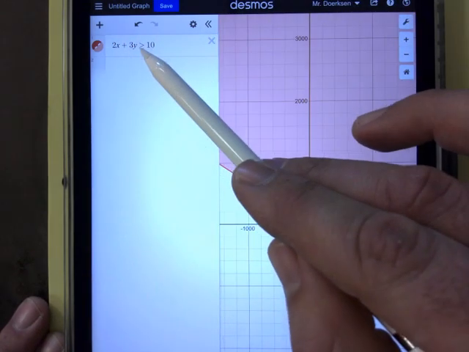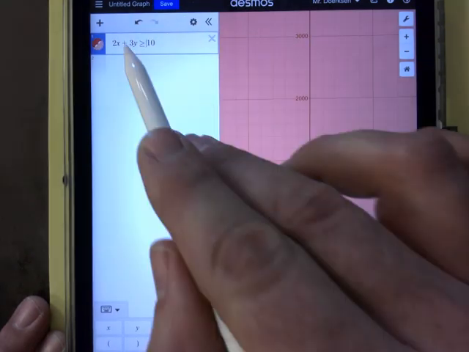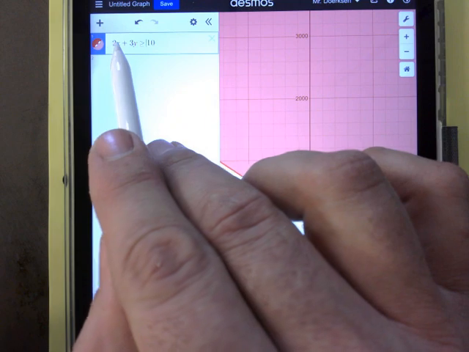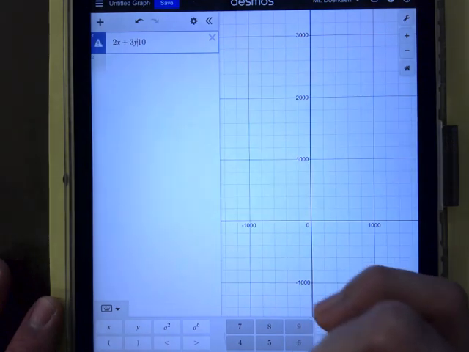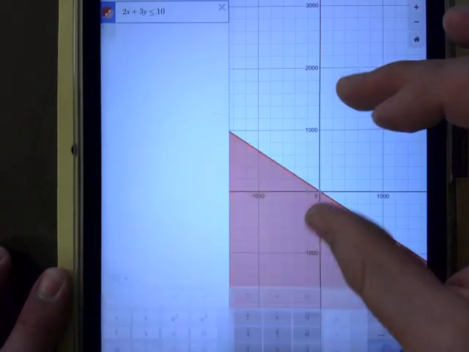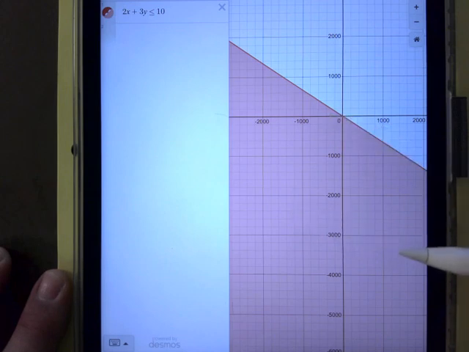shaded. What if I were to flip this sign the other way? What if I go, instead of greater than, you always read it from left to right, greater than, I get rid of that, and I insert less than. What happened now? You see that? Everything below that line got shaded. And I will teach you how to do that.